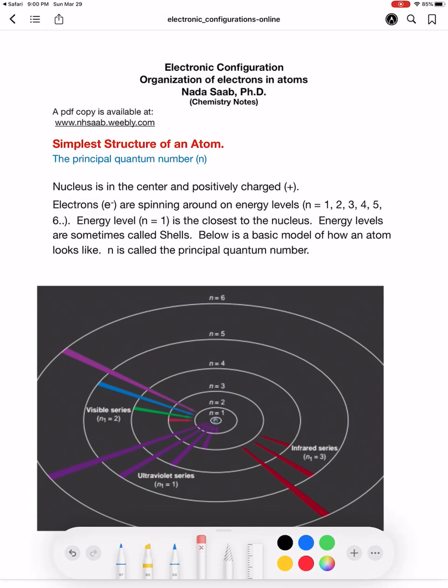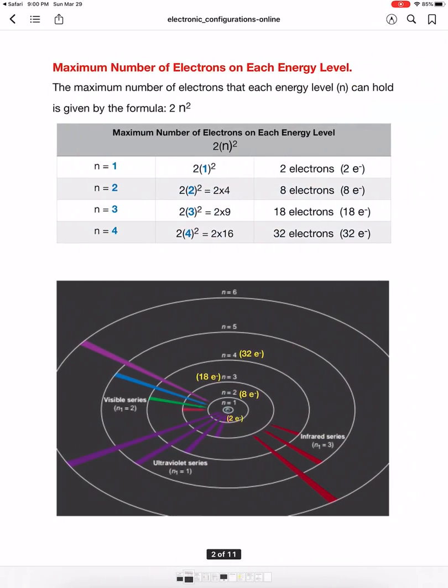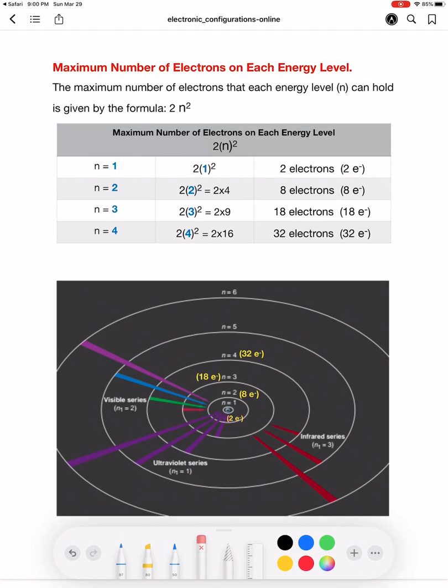Okay, page 2. There's a formula for the maximum number of electrons on each energy level. It's 2n². This is the formula, 2n². So this table, using the formula, will let you know that the total electrons on the first energy level is 2, the maximum. The second one is 8. So 2, 8, 18, and 32.